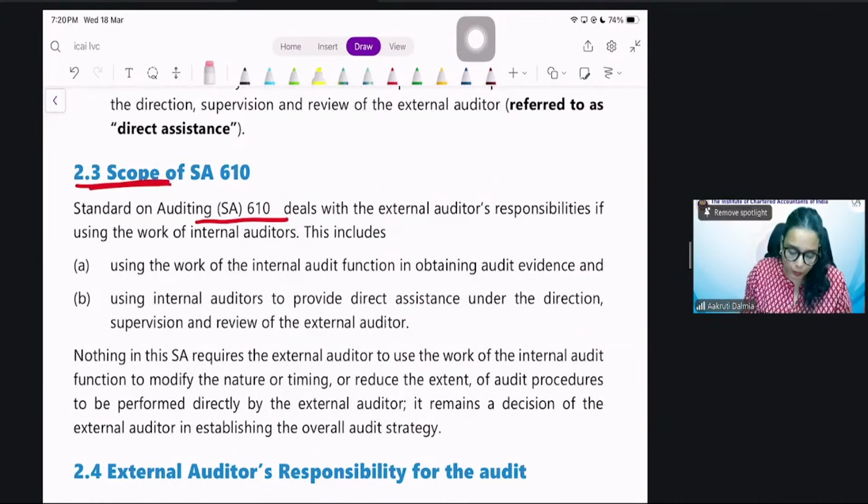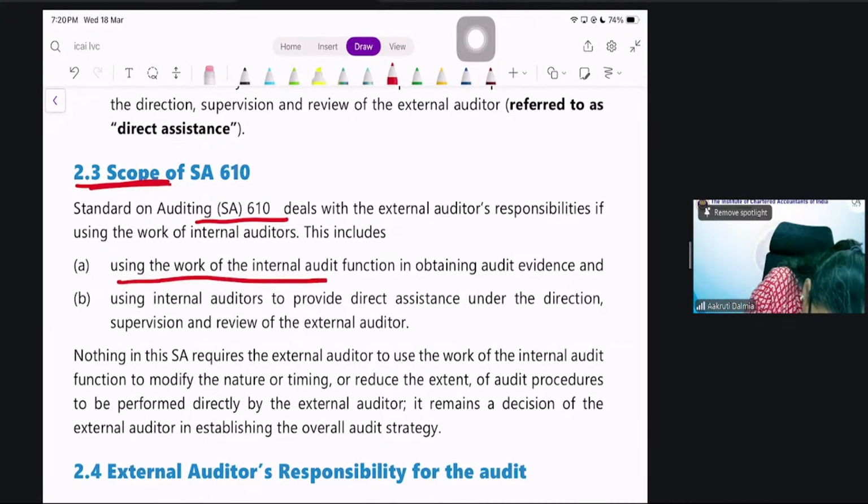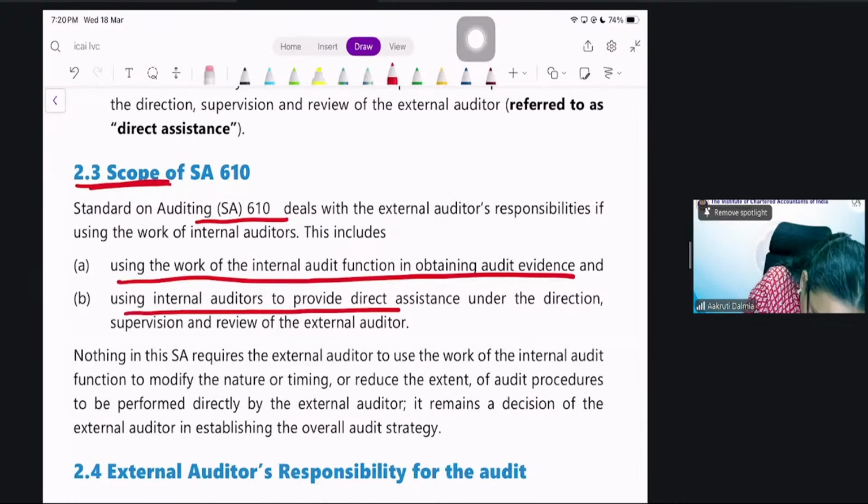All right. So, scope of SA 610, it deals with two things: using the work of internal audit function to obtain evidence, or using the internal auditors to give direct assistance. So I asked you a question now. Can I take direct help? Can Akhila take direct help of Nikunj to do her external audit work? Who tells me whether I can do this or not and how I can do it? Which SA tells that whether external auditor can take help of internal auditor directly?